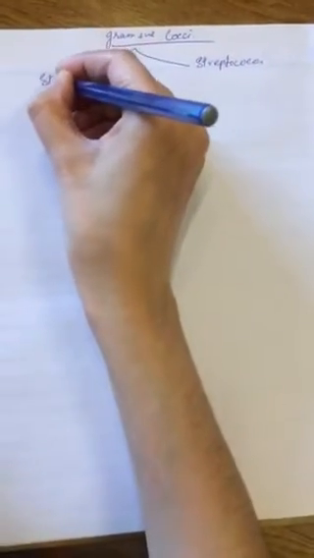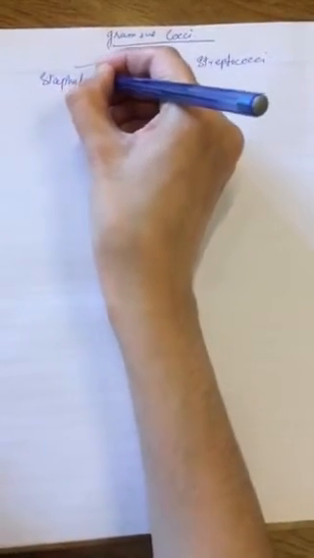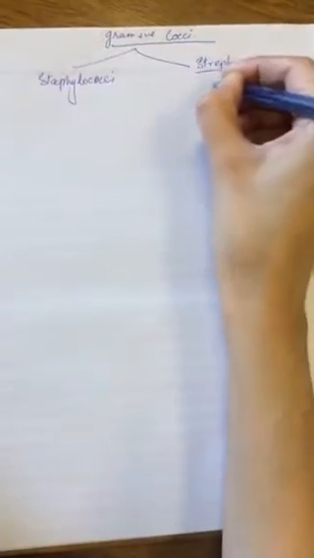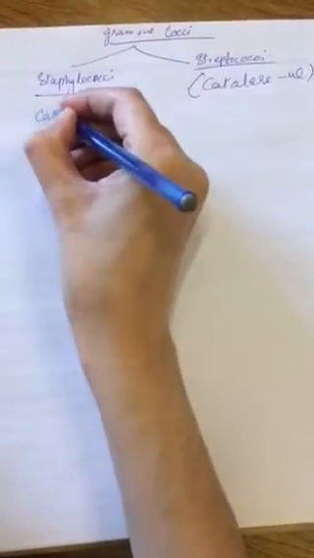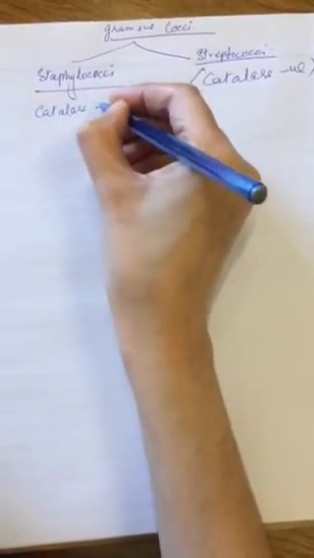Now, if we want to prepare the gram-positive cocci for the exam, first of all, we should know the basic salient features of the gram-positive cocci. The gram-positive cocci are first of all divided into streptococci and staphylococci. All the streptococci are catalase negative, while all the staphylococci are catalase positive.